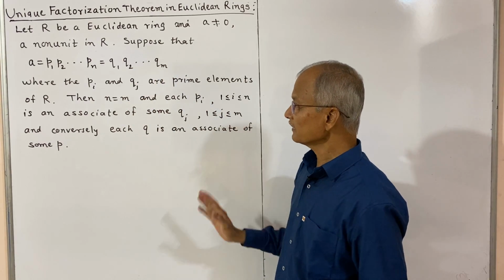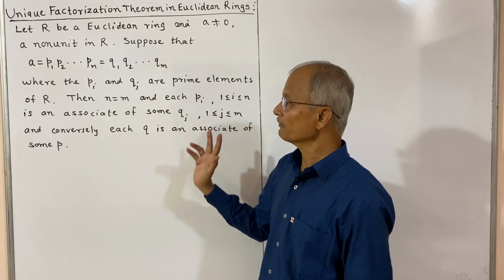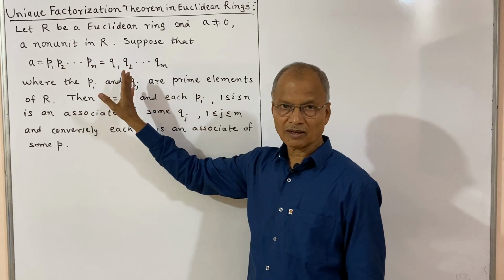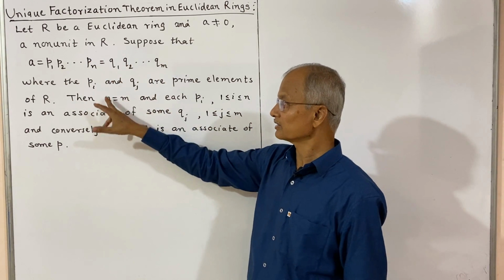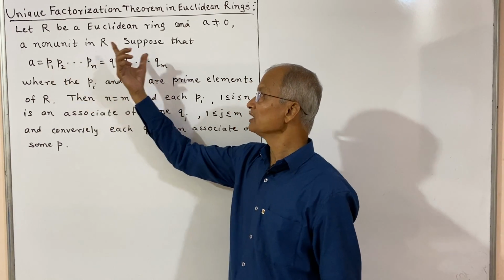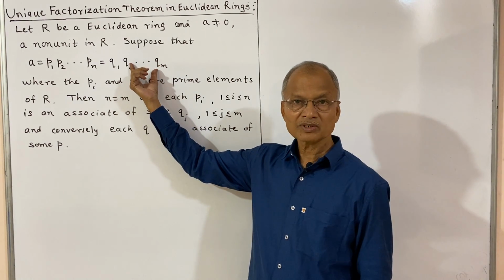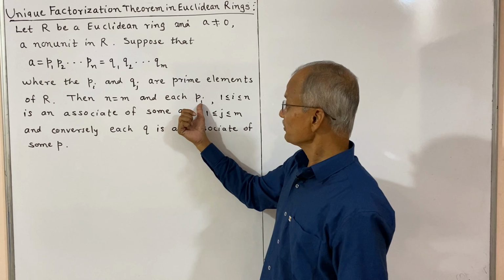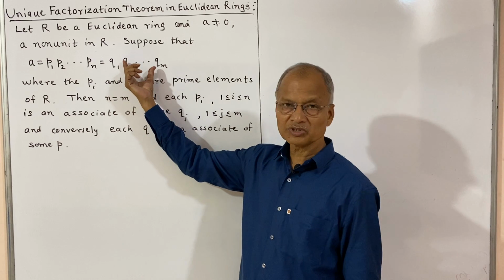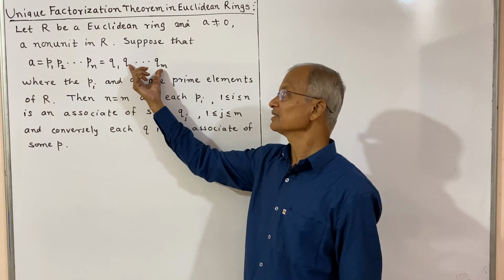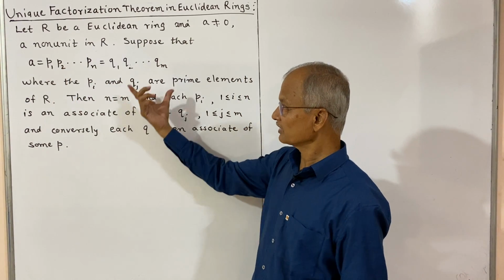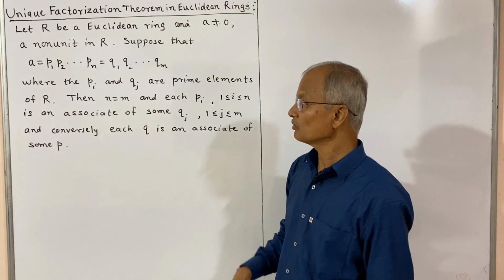There are two things in this unique factorization. That means the number of prime elements in both expressions is the same, that is n is equal to m, and each prime from this expression is an associate of some prime from the second expression. That each Pi is an associate of some Qj, and conversely each Qj is an associate of some P. That is the meaning of this theorem. So this we shall have to prove.